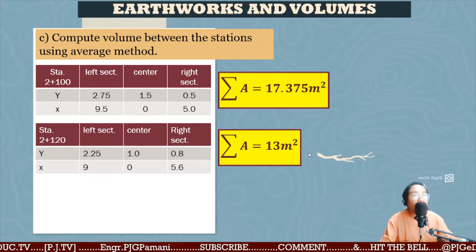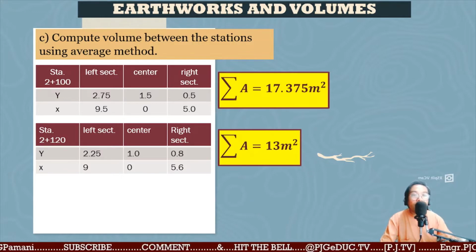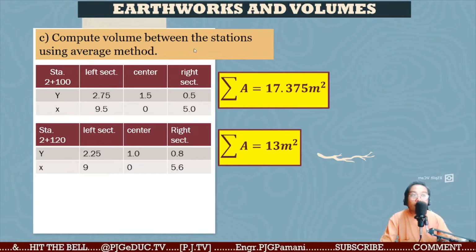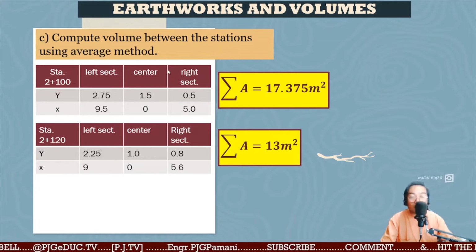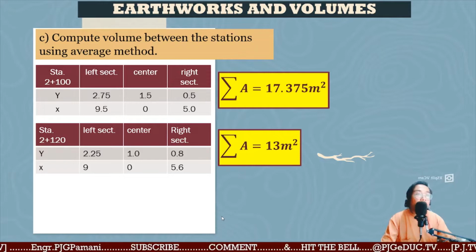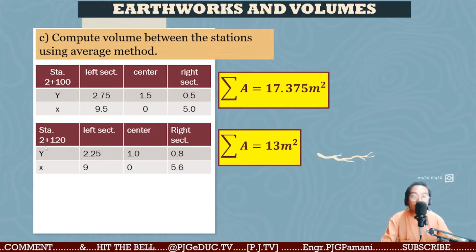It says compute by average method. Remember, average method involves the end area method. Computing area 1 and area 2, multiply to the length, and divided by 2. But we don't have a length. Was a length given in the problem? No, but the stations were given. Station 2+100 and 2+120.